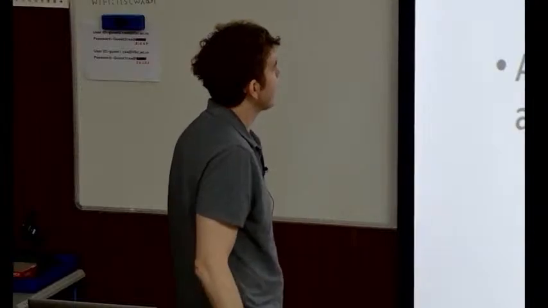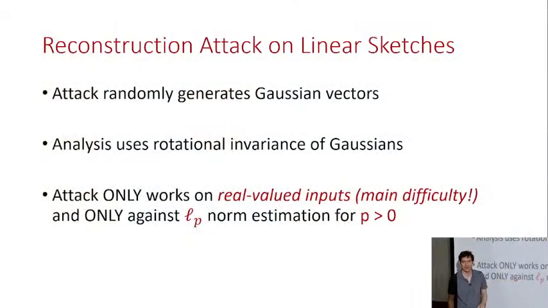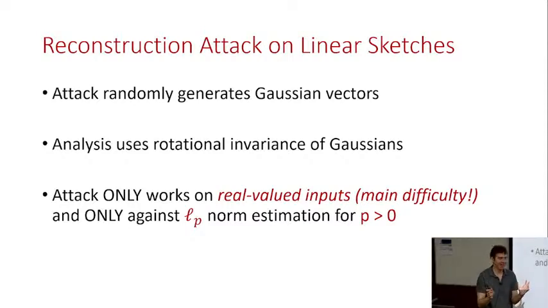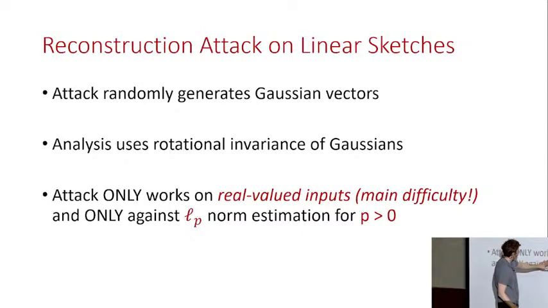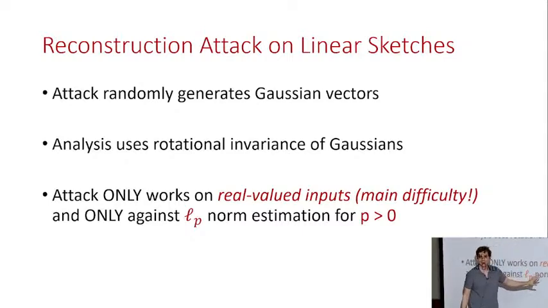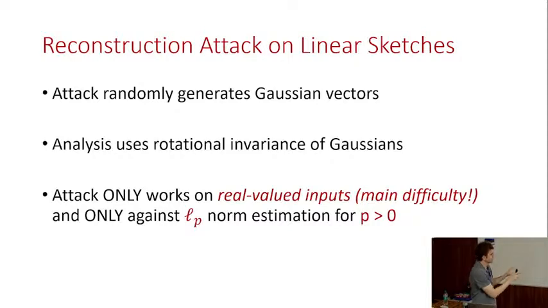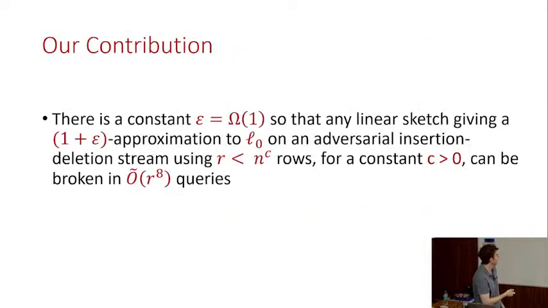And also critically, this attack only works for L_p norm estimation for p greater than 0, whereas this talk is all about L0 estimation, or F0. Okay, so if I scale a vector by some scalar c, all the L_p norms go up by a factor of c if p is greater than 0. If p equals 0, the L0 norm doesn't change, right? So there are fundamental reasons this previous attack doesn't work here.